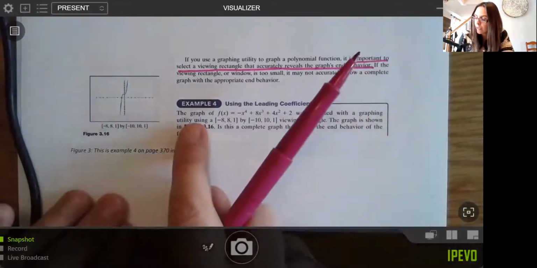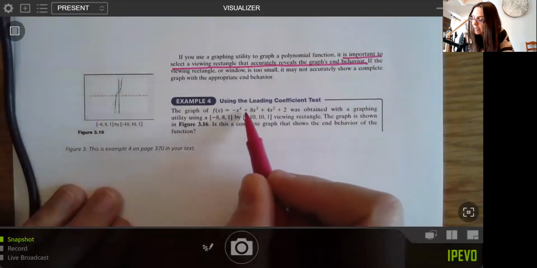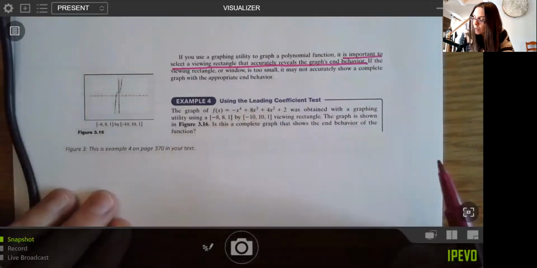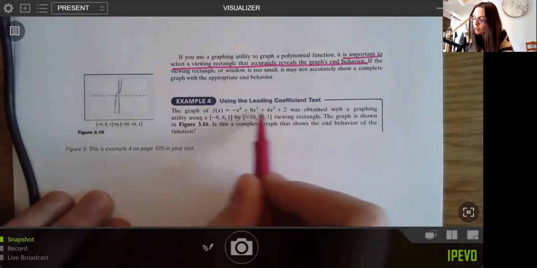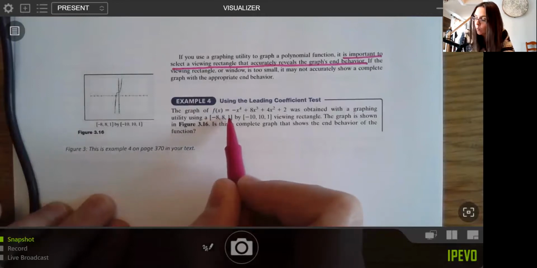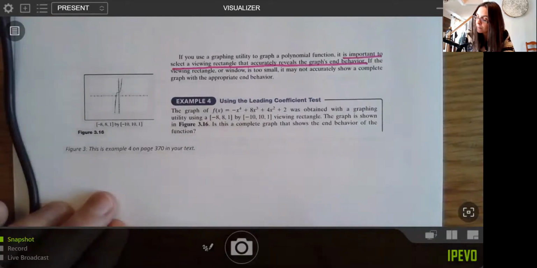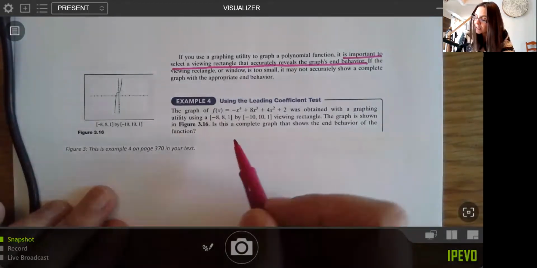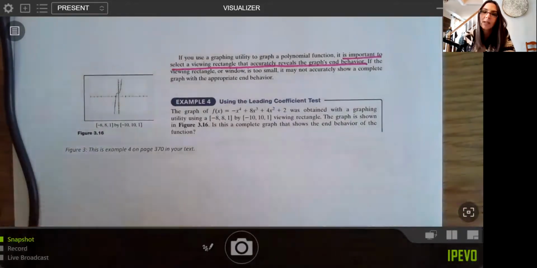So here on the left is the graph of negative x to the fourth plus 8x cubed plus 4x squared plus 2. And it was obtained using a graphing utility. And this is the viewing window. So your x values are going from -8 to 8. The scaling is by 1. And the y values are going from -10 to 10. Again, the scaling is by 1. So our question is, is this a complete graph that shows the end behavior of the function? How can you tell that you actually have a good enough graph? And we can use the equation here to help us.